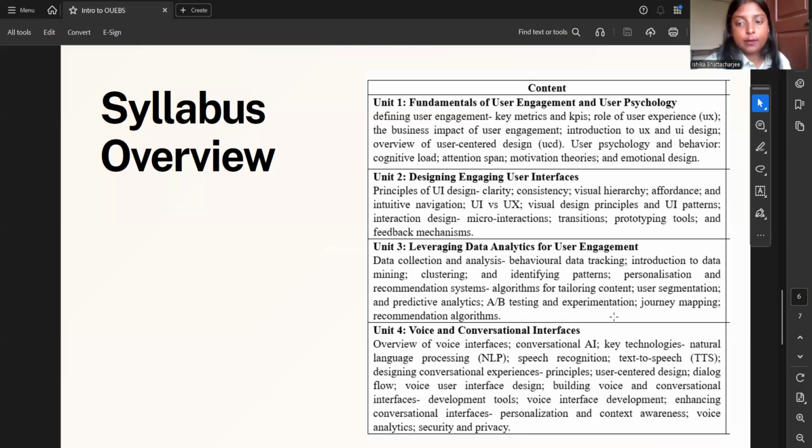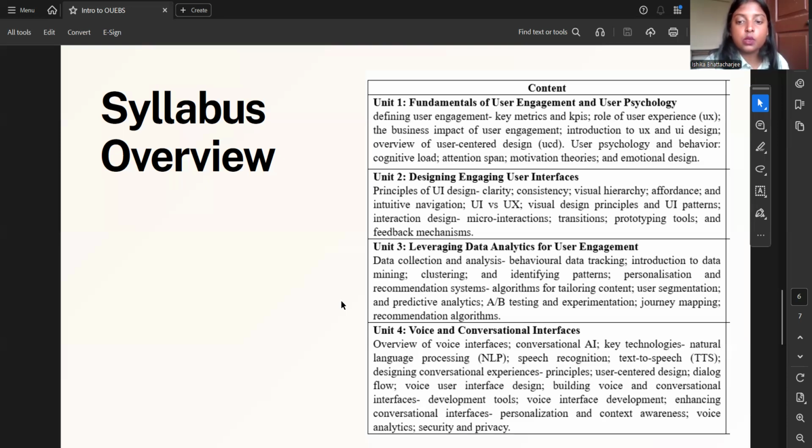And then we're going to see A/B testing and experimentation, journey mapping, and recommendation algorithms. So this is all about Unit 3. So this is the same logic used in Netflix's recommender, Amazon's product suggestions, and YouTube's up next videos. These things are based on this data analytics part.